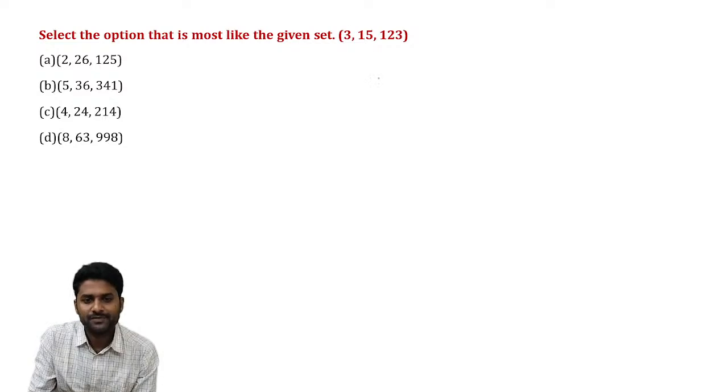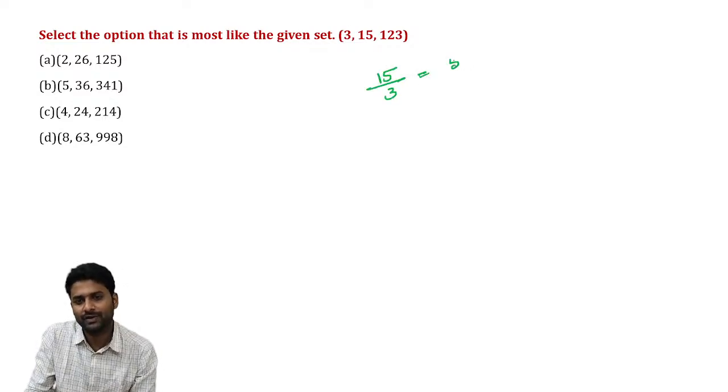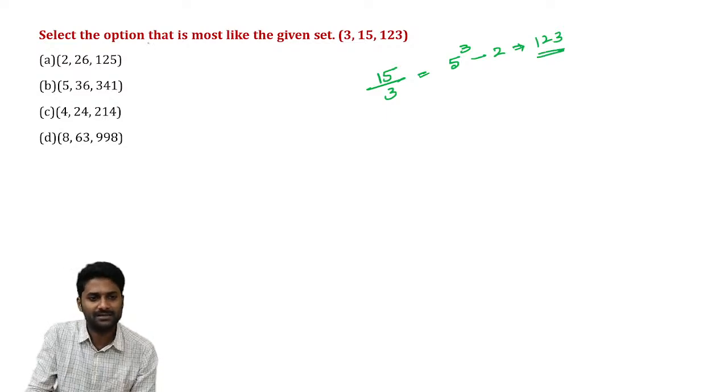Now see, if 15 is exactly divisible by 3, you will get 5. As you know, 5 cubed minus 2 becomes 123. Let's check this one. If 26 is divided by 2, we have 13. 13 cubed minus 1 is not 125. And 36 is not divisible by 5.